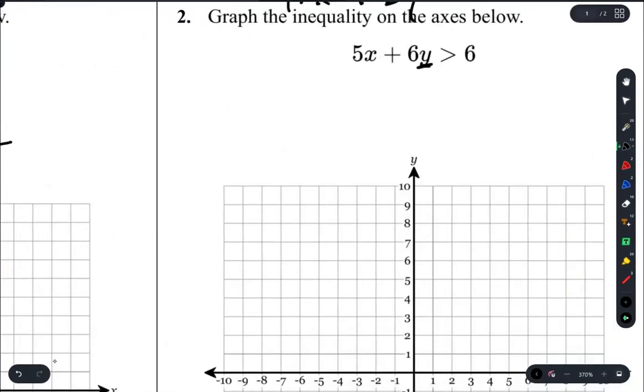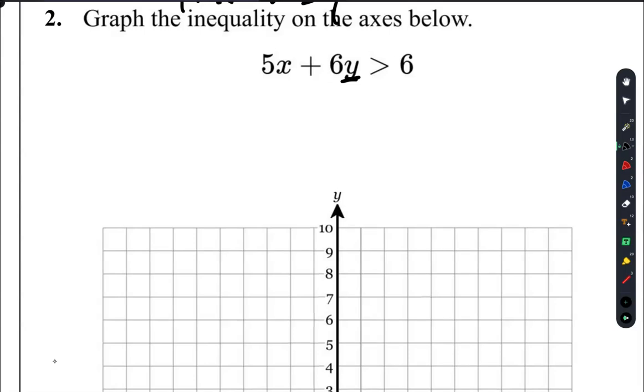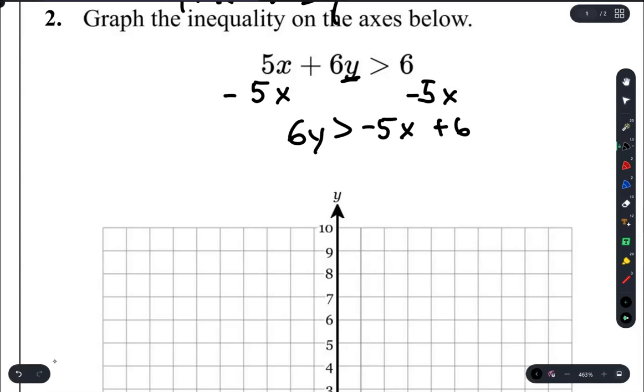So I'm going to zoom in here and work this out. I'm going to first subtract this 5x on both sides of the inequality. Don't forget to put the x there. When we subtract that 5x, since they're not like terms, we can't combine these two. So I'm just going to write this 6y right here, and it's going to be greater than negative 5x plus 6, because the 6 is positive.